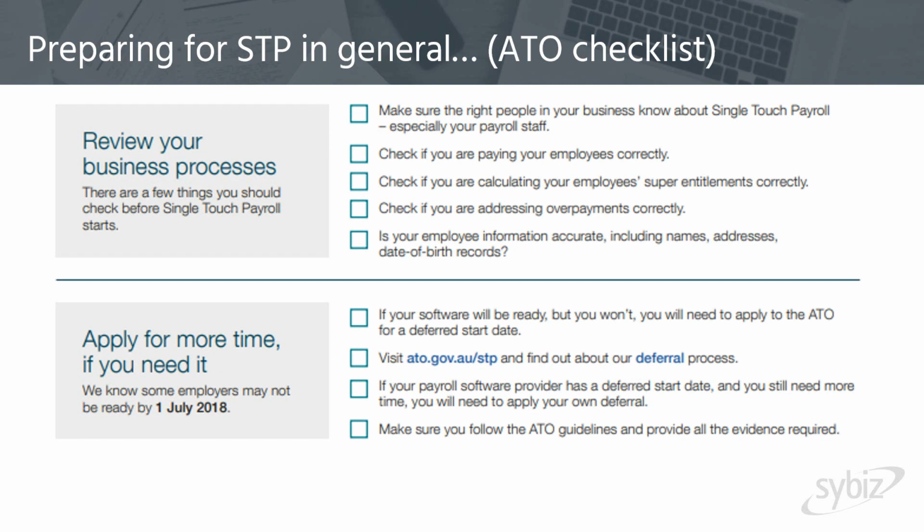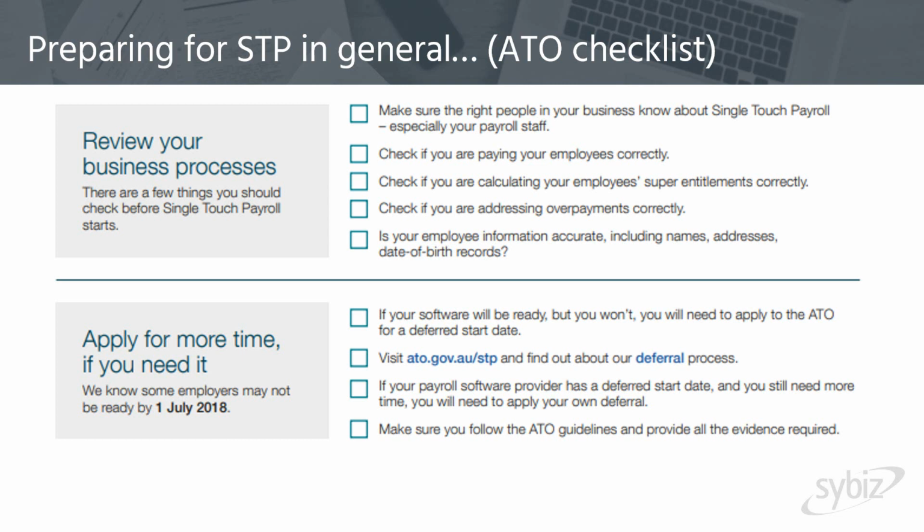And just the checklist over the page to review your business processes. The main thing that I'd want to point out is that your employee information will need to get a bit of a looking at, and in some respects this is something that could ordinarily wait until the end of financial year, because certain information wasn't mandated in the payroll package until you got to the end of financial year process. And so what that means, and we'll talk about this in a bit more information, is that you will need to make sure that you've got accurate information, including the names, addresses and date of birth records of your employees.